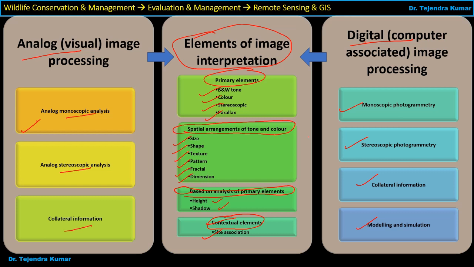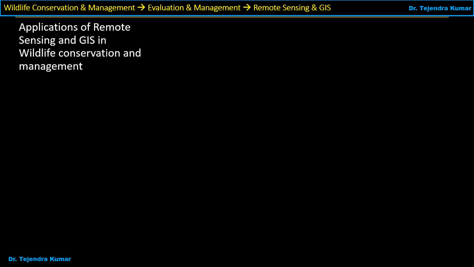Sometimes elevation or shadow or height are seen, so we can analyze how the topography is, maybe sometimes elevated, maybe some have depth. All these things are analyzed by the system or by us, and then the image is made completely. So, applications of remote sensing and GIS in wildlife conservation and management.